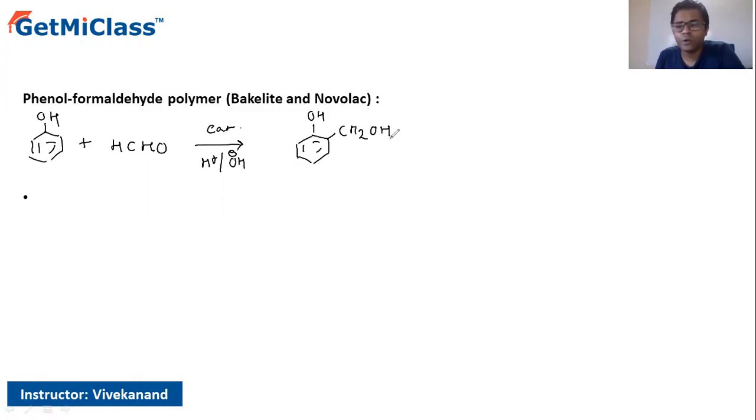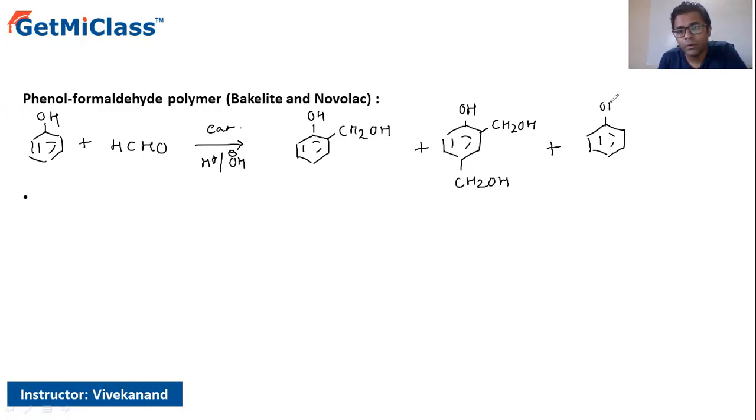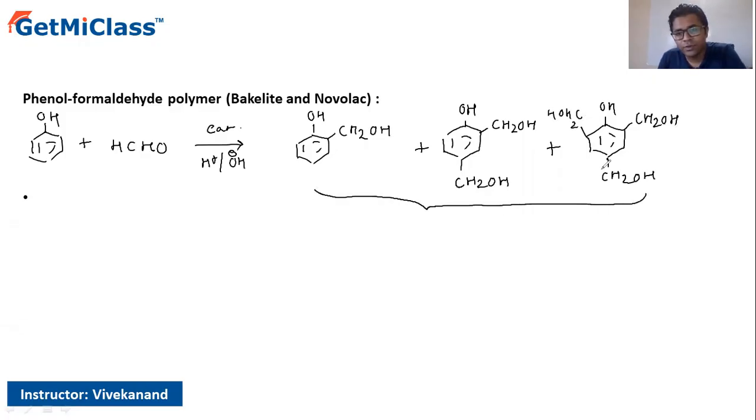Okay, so this is our ortho product, right? Plus we can have over here another molecule. Please observe now carefully. Here again CH2OH, along with over here CH2OH plus another molecule OH, CH2OH, here again CH2OH, and here again CH2OH. Okay, so these are a mixture of our ortho and para products.